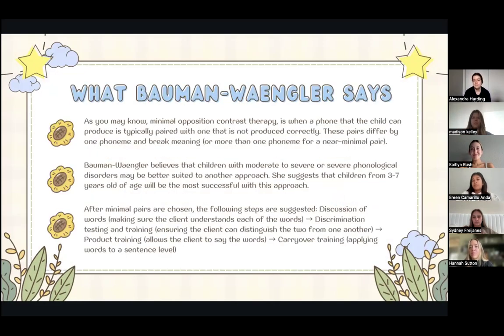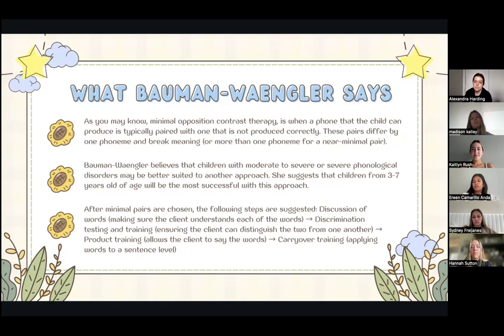In the book, Bellman Wrangler basically gives an overview of the minimal opposition contrast therapy and the minimal pair approach. As you may know, it's when a phone that the child can produce is typically paired with one that is not produced correctly, and they differ by one phoneme and break meaning, or more than one phoneme for a near minimal pair. She also mentions that it's suitable for children with moderate to severe phonological disorders. Usually it would work best with children from ages 3 to 7 years old.